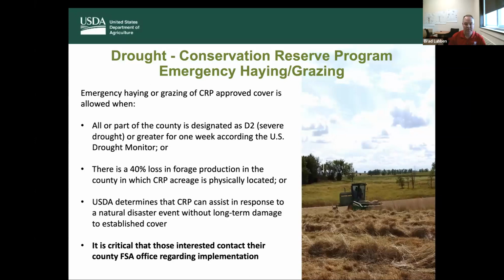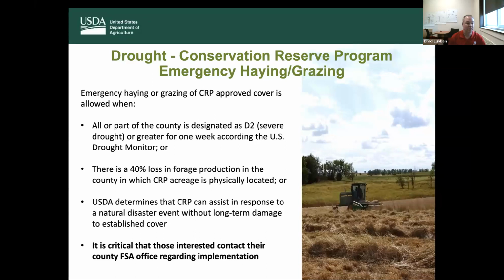The one thing that I will mention about emergency haying and grazing, as we look at counties that have qualified year after year after year, is that it can get a little dicey or a little bit difficult when we look at ensuring that cover out there complies with your CRP contract.